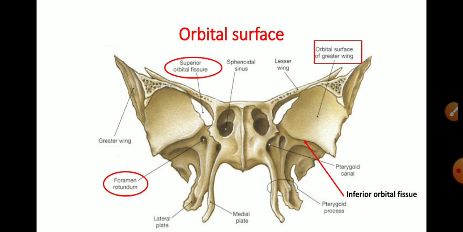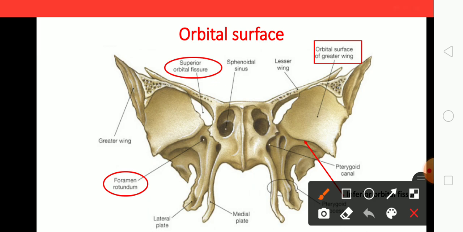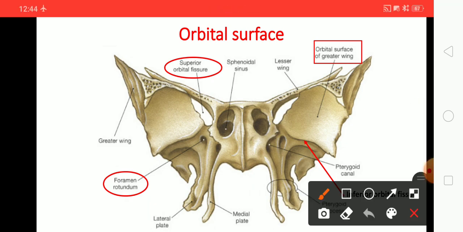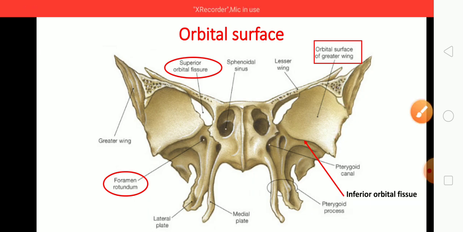Now coming to the orbital surface. So this is the orbital surface. The orbital surface is quadrilateral in shape and it forms part of the posterior part of the lateral wall of orbit. There is an upper serrated edge and that upper serrated edge articulates with the orbital plate of frontal bone. And there is a lateral serrated margin that articulates with the zygomatic bone. And there is an inferior smooth border that forms the posterolateral boundary of inferior orbital fissure.